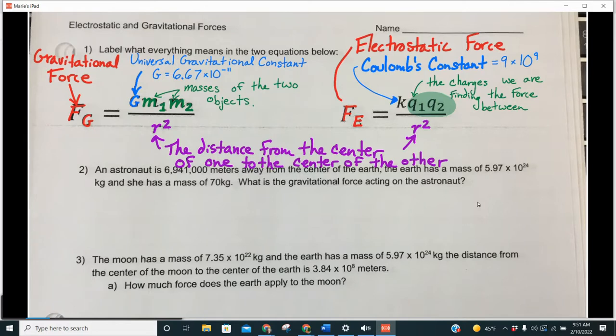And we're good. All right, so number 2 says an astronaut is 6,941,000 meters away from the center of the Earth. The Earth has a mass of 5.97 times 10 to the 24th kilograms, and she has a mass of 70 kilograms. What is the gravitational force acting on the astronaut?